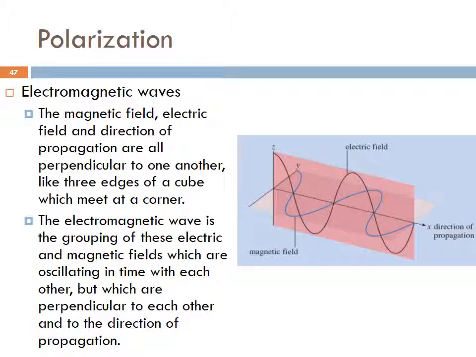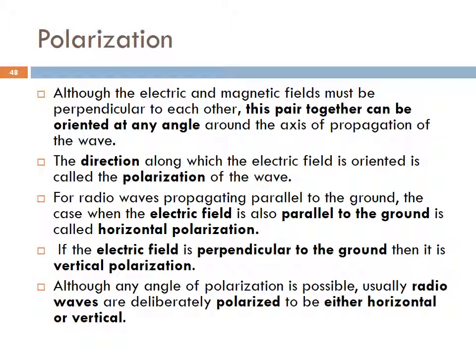The magnetic field, electric field, and direction of propagation are all perpendicular to each other, like three edges of a cube which meet at a corner. The electromagnetic wave is the grouping of these electric and magnetic fields which are oscillating in time with each other, but which are perpendicular to each other and to the direction of propagation. Although the electric and magnetic fields must be perpendicular to each other, this pair together can be oriented at any angle around the axis of propagation of the wave.